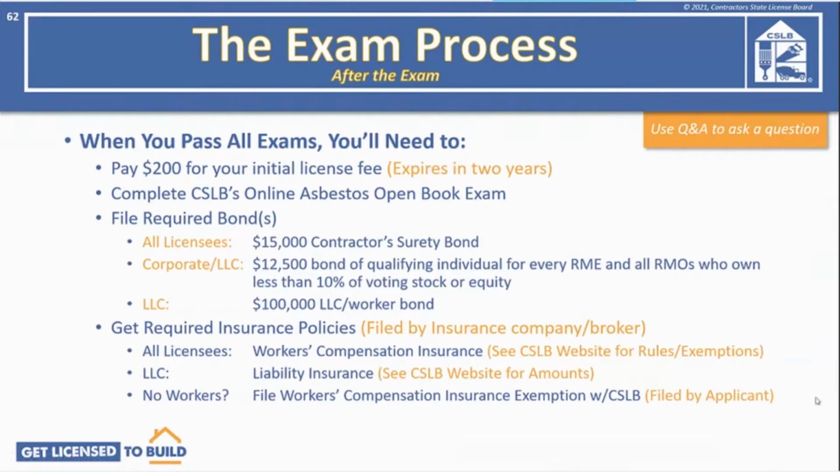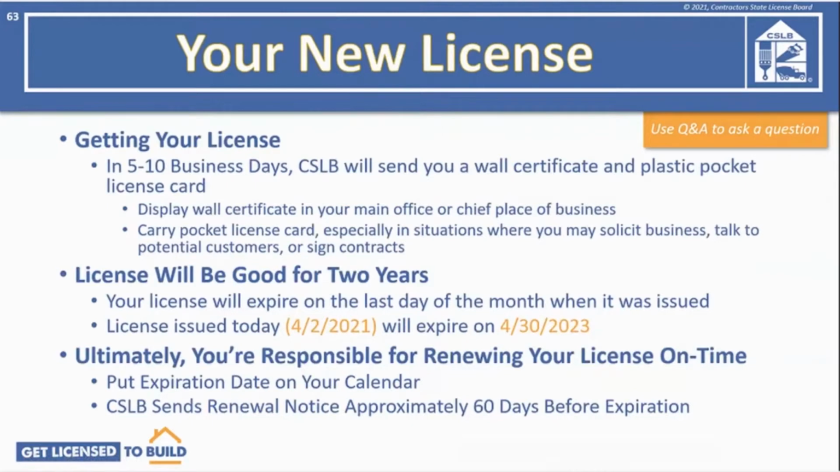You can do that online as well. In about 5 to 10 business days, CSLB will send you a wall certificate and plastic pocket license card. Display the wall certificate in your main office or chief place of business. Carry your pocket card with you, especially in situations where you are going to solicit business, talk to potential customers, or sign contracts. We encourage consumers to ask you to see your pocket license.